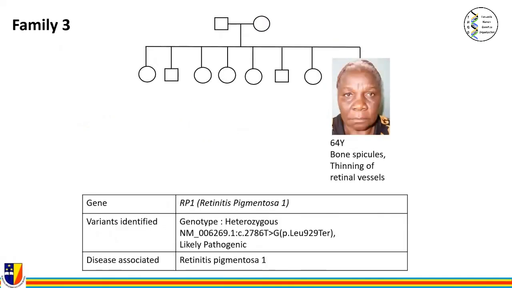In family 3, in this woman, the clinical whole genome sequencing identified a novel stop mutation in the RP1 gene in heterozygous state. This mutation is classified as likely pathogenic. The other family members are reportedly unaffected and were not available for testing. We assumed causality of this variant and returned the diagnosis of retinitis pigmentosa type 1.